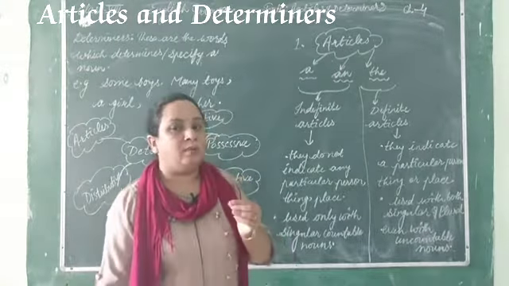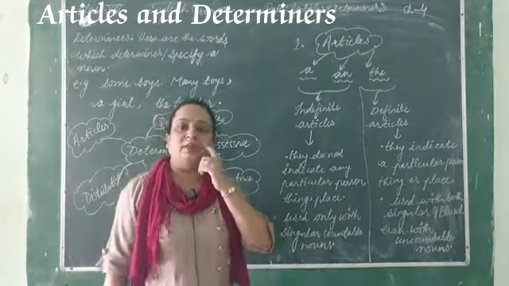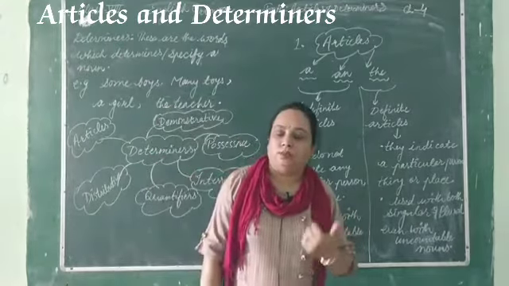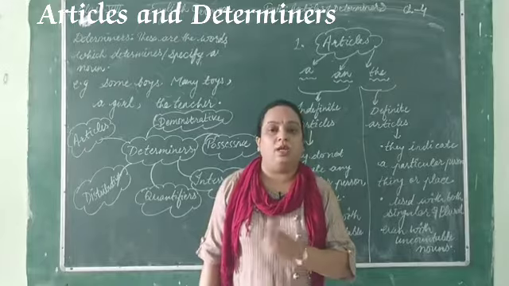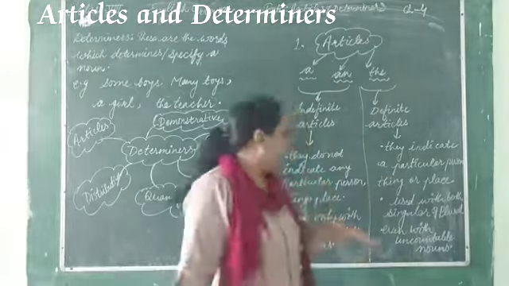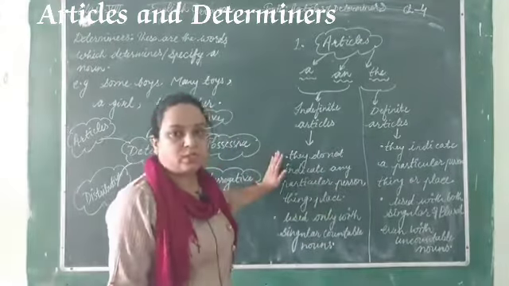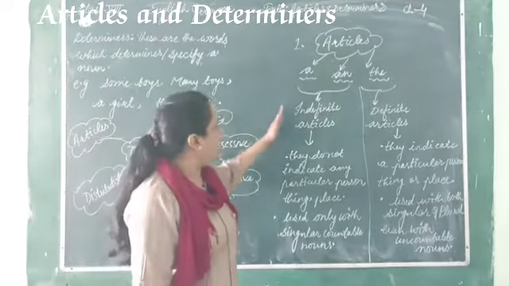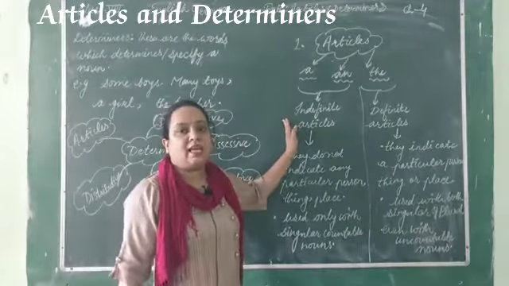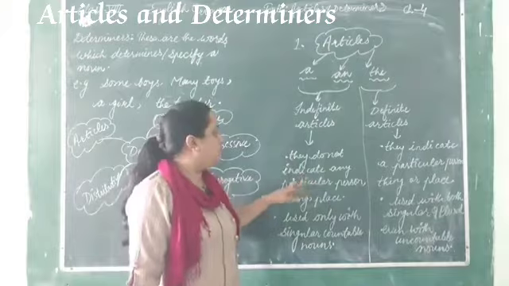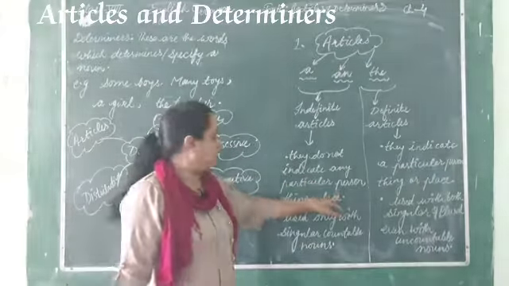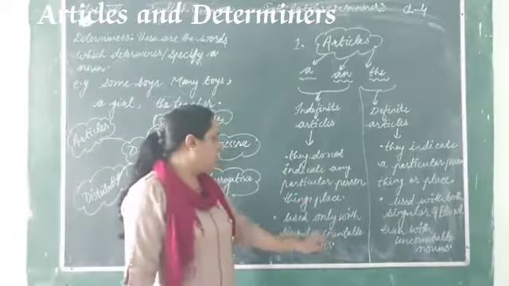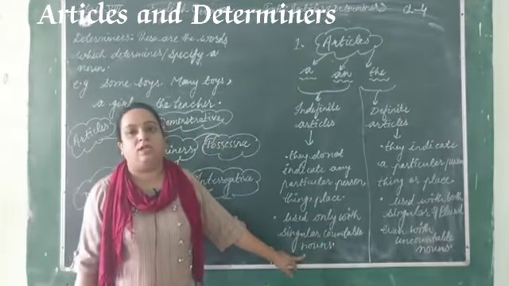And what are countable nouns? Countable nouns are the words which can be changed, having both forms, singular and plural, right? So that is called countable. This is very important, please keep this in mind: indefinite articles, which are a and an, do not indicate any particular person, thing or place. They are used only with singular countable nouns.